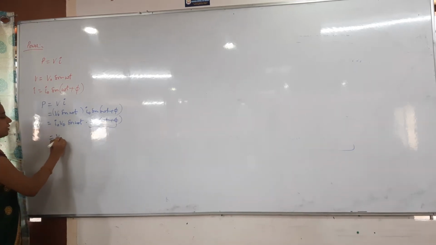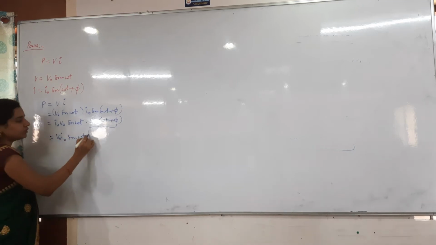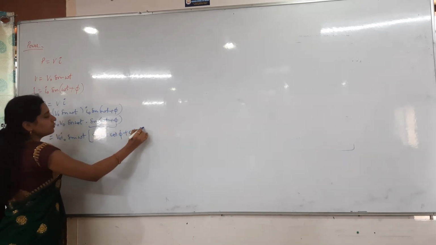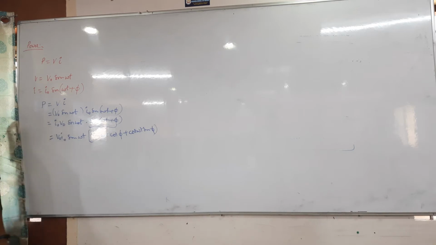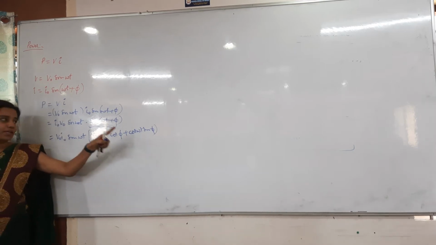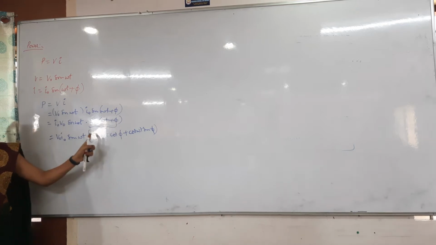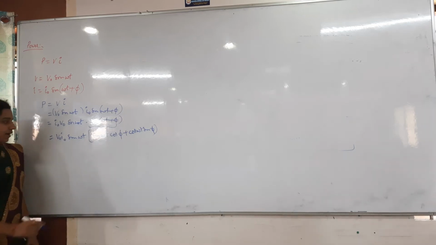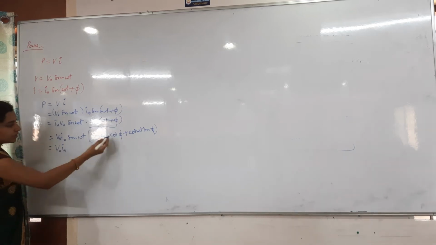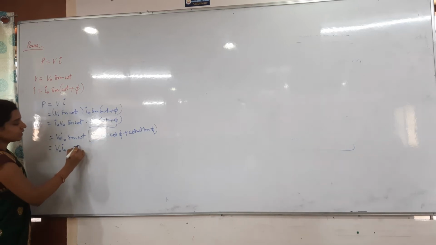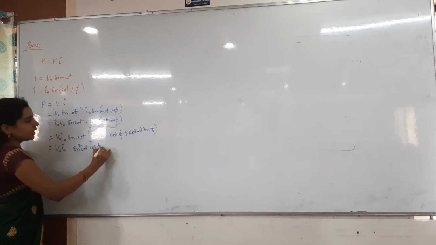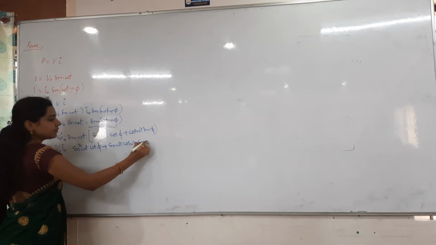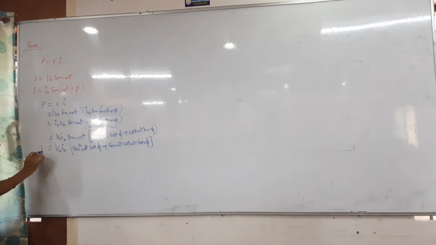And then that is V naught I naught sin omega t into this one, which I can write as sin A cos B plus cos A sin B. That is the formula of sin of A plus B. I am taking this one as A and this one as B. Then I am sending the sin omega t inside. So the first term we will get is sin square omega t cos phi, plus sin omega t cos omega t sin phi. Now this is the power I got.